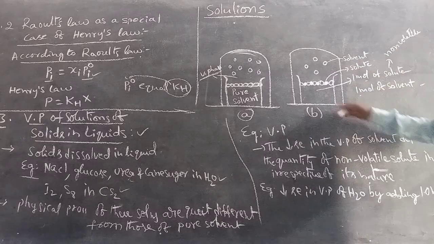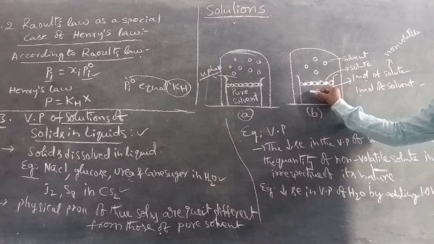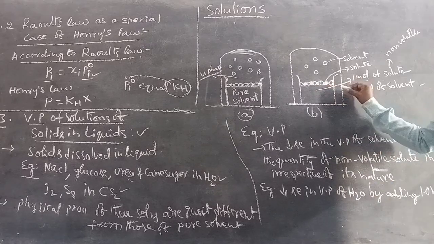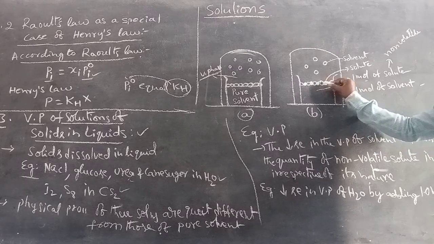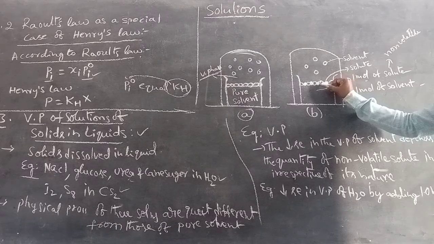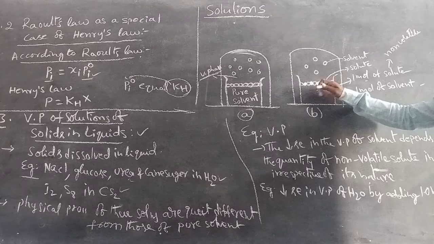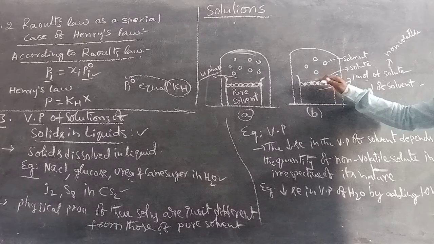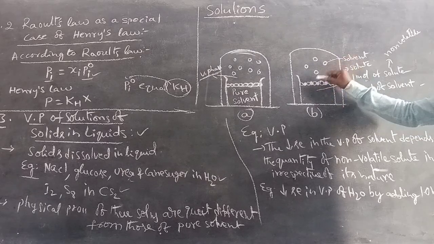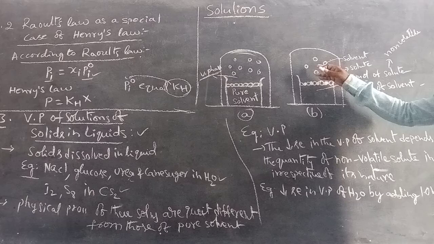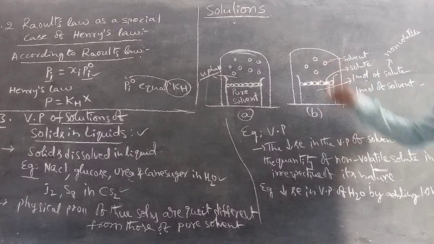What happened? Maybe this is not escaping from this. So that's why only here the volatile solvent can escape from the surface of the liquid. They overcome the attraction forces of the liquid and then some escape from it, going into the vapor state.